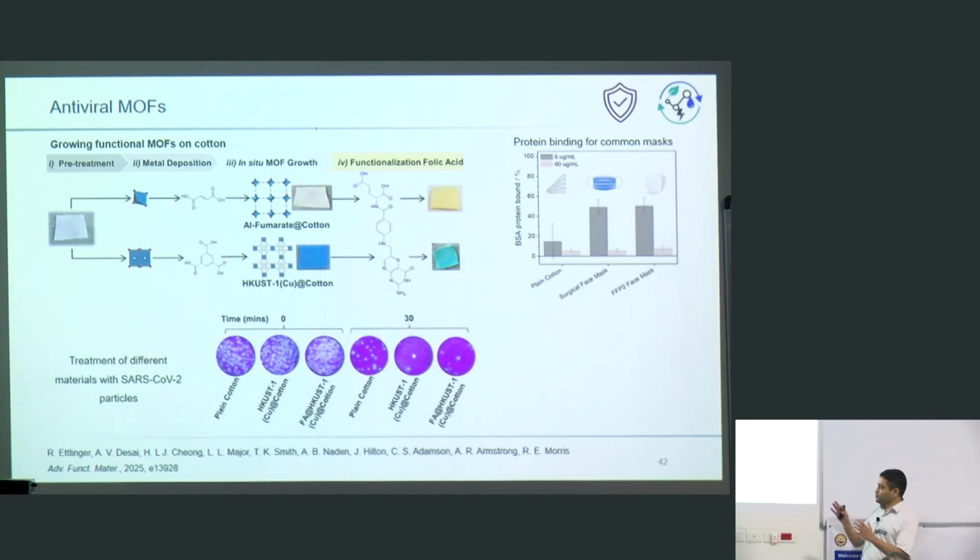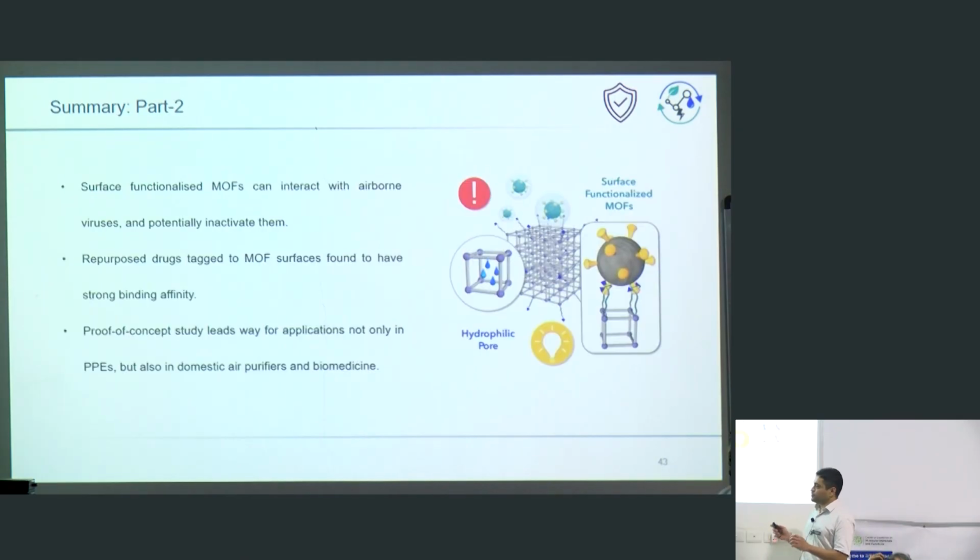So this is summarizing the idea that you can functionalize morphs in this very specific manner and ensure that you can start killing viruses. Of course, this is proof of concept. These are very basic studies, but this is to show that these kinds of systems can be used for different biomedical applications.